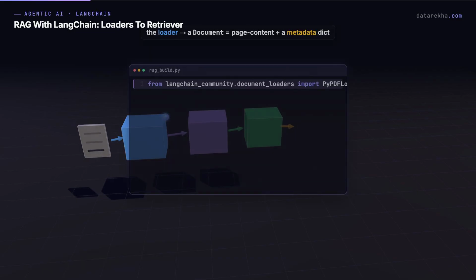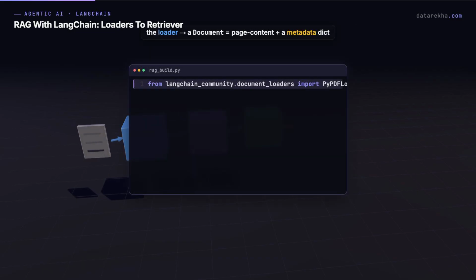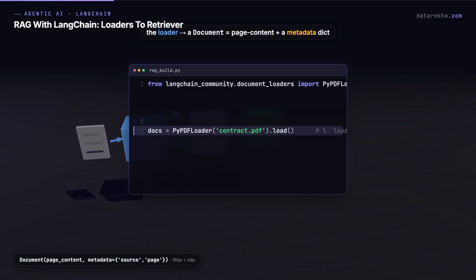First beat, the loader. A loader normalizes stuff on disk into LangChain's document, which is just page content plus a metadata dict. You write PyPDFLoader of contract.pdf, call load, and get back a list of documents, one per page, each tagged with source and page number. Do not skip that metadata. It is how you later filter retrieval to one customer's docs and how you cite sources back to users.